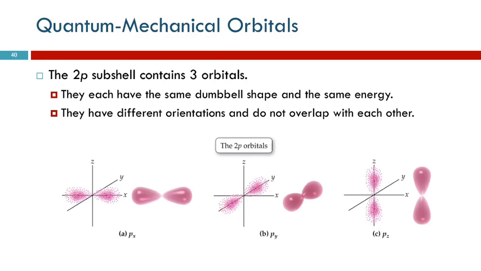And then the P subshell has 3 different orbitals within it. And they all have the same energy and the same shape, but they're oriented differently in space. So there's the dot representation and the geometric representation. One's aligned along the x-axis, one along the y-axis, one along the z-axis. They're perpendicular to each other.